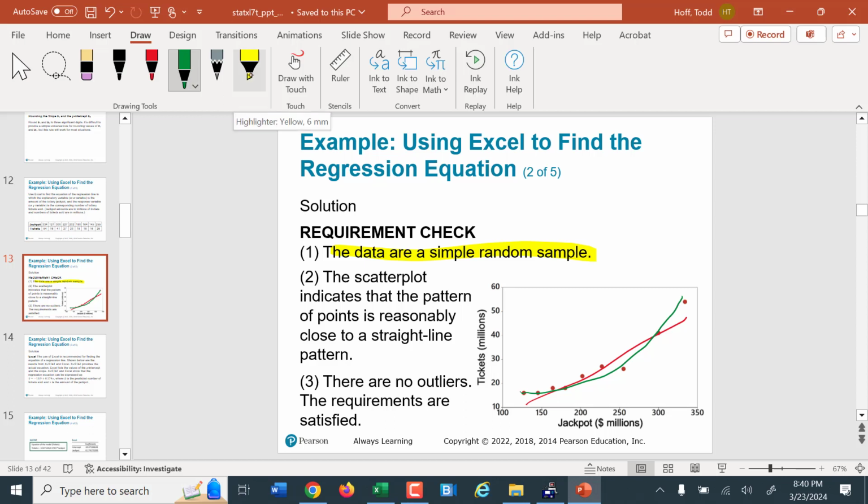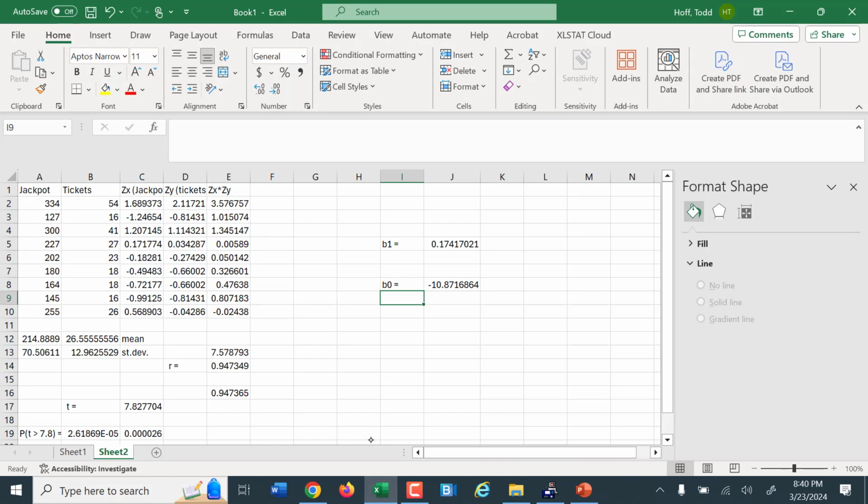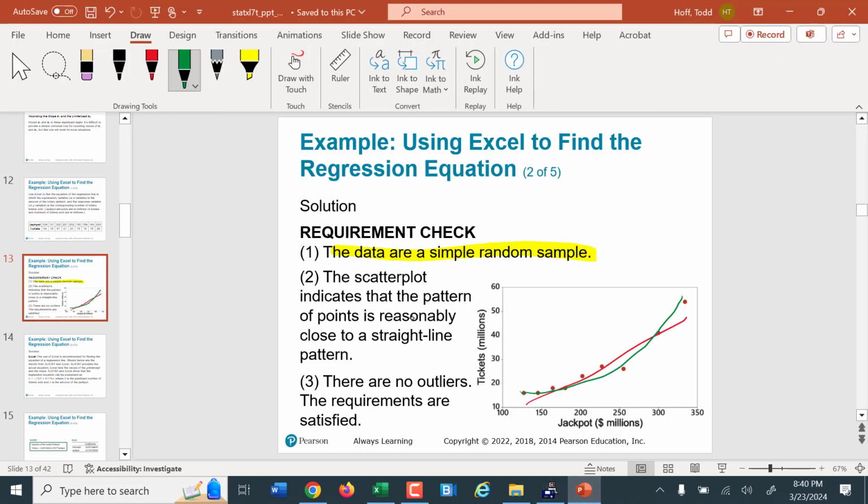Remember in the last section, we got that correlation of 0.9473, whatever. So it's a pretty strong correlation. There are no outliers. There are no points that are way away from the others. So we're good with that requirement as well.